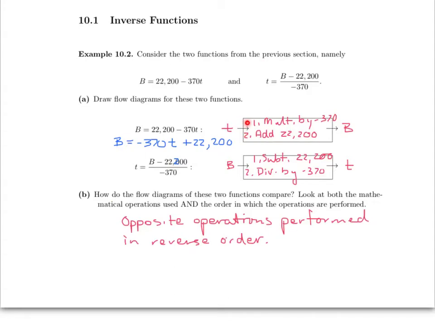Now I have to undo the first step. How would I undo multiplying by negative 370? Well, I would undo it by dividing by negative 370. So if I wanted to work my way backward to t, that's how I would do it. I would begin by subtracting off the 22,200 that I had added previously, and then I would divide by the negative 370 to undo this first step back here. And that takes me all the way back to the value of t.